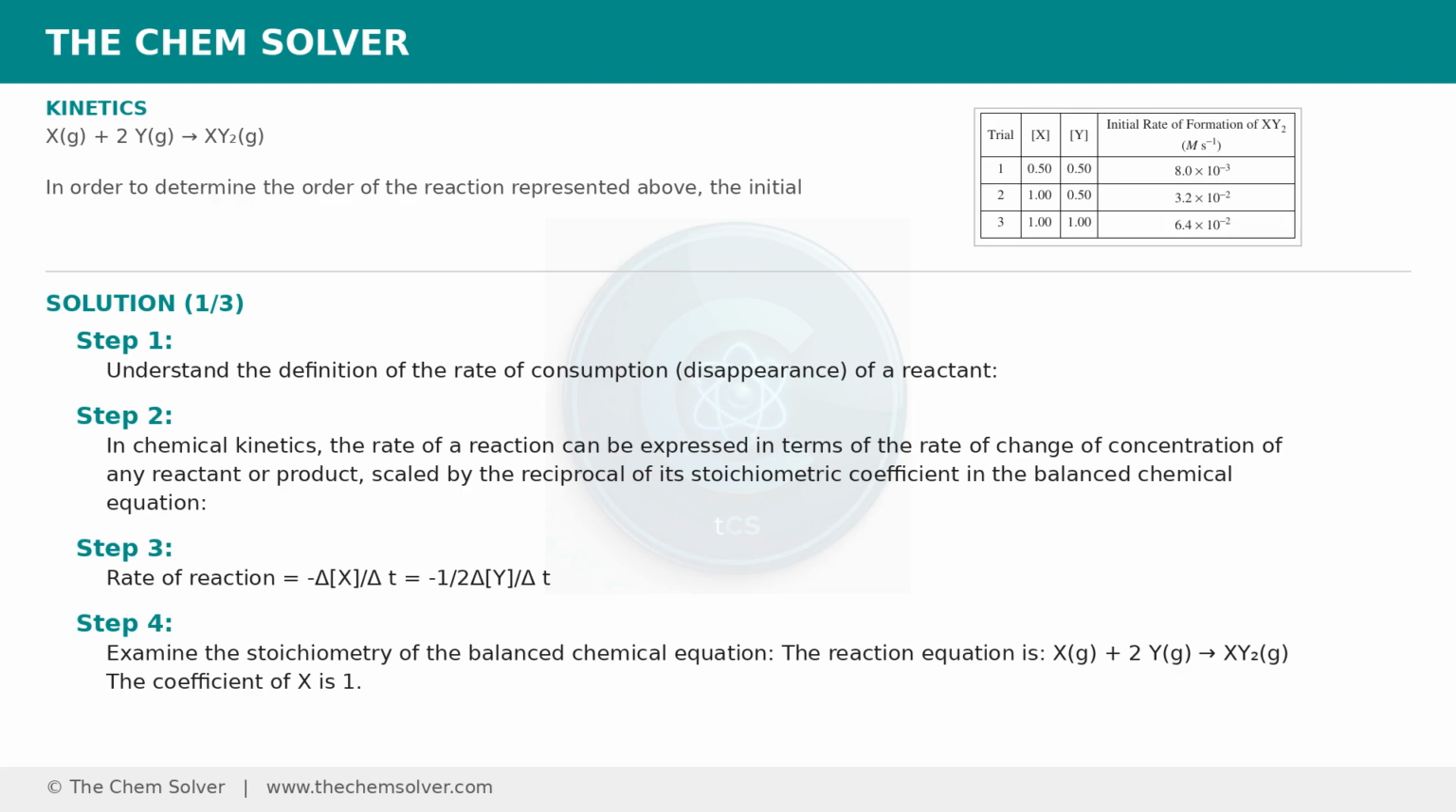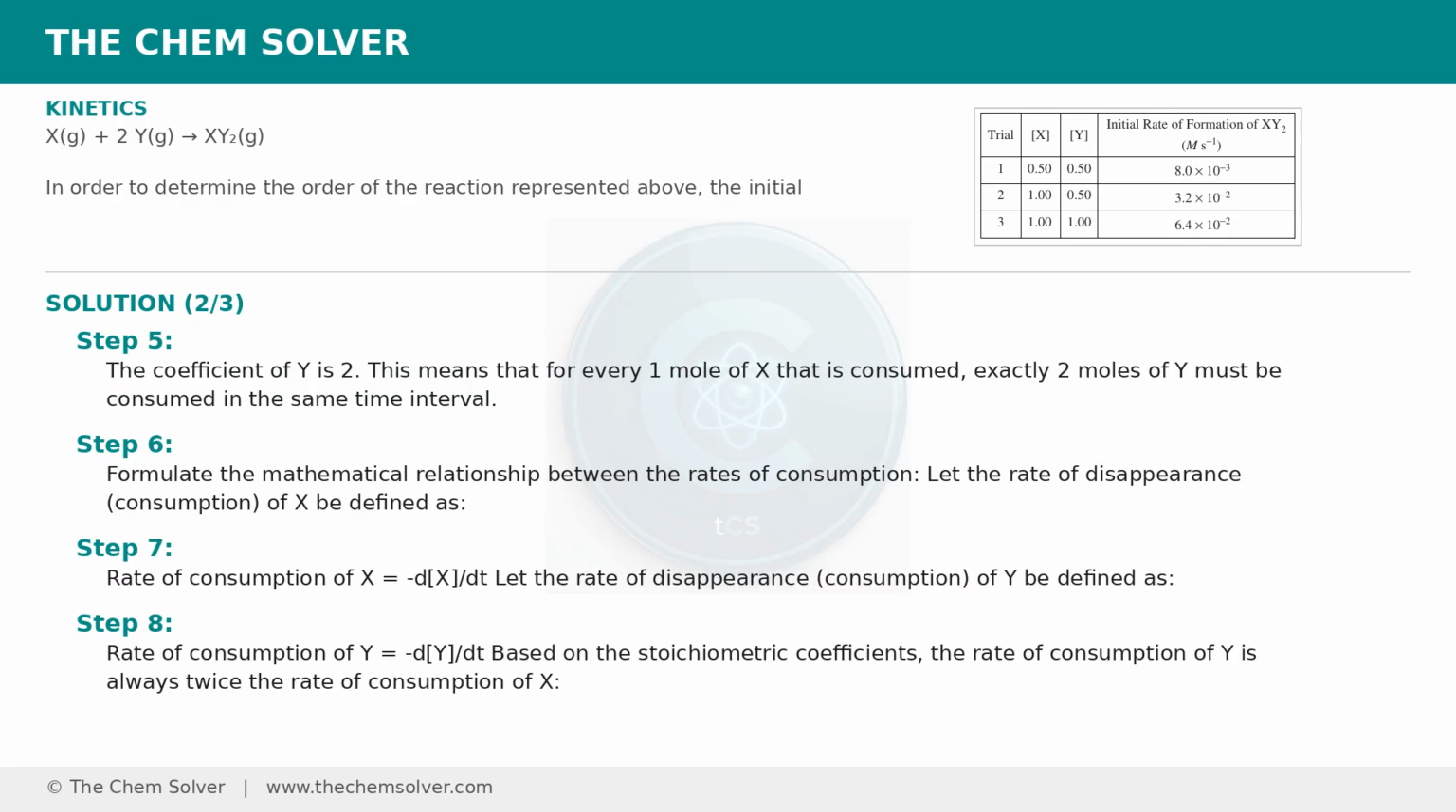Examine the stoichiometry of the balanced chemical equation. The reaction equation is x plus 2y gives xy2. The coefficient of x is 1. The coefficient of y is 2. This means that for every 1 mole of x that is consumed, exactly 2 moles of y must be consumed in the same time interval.